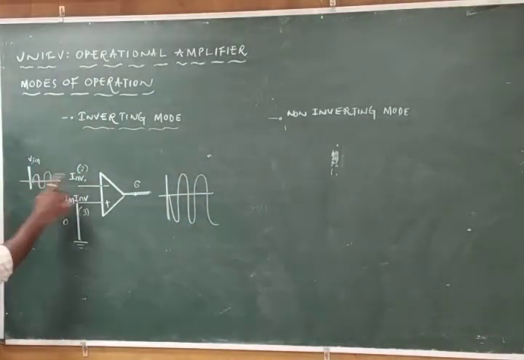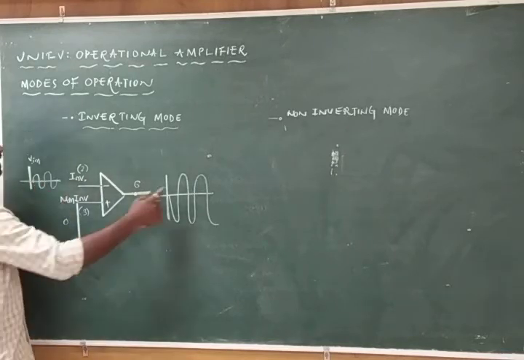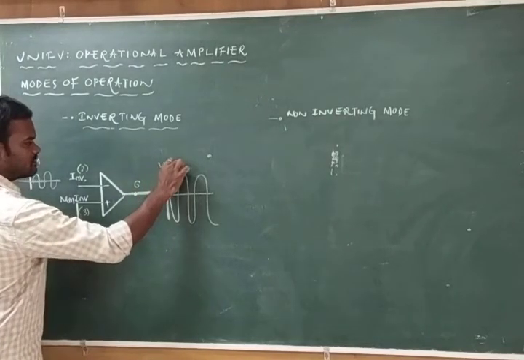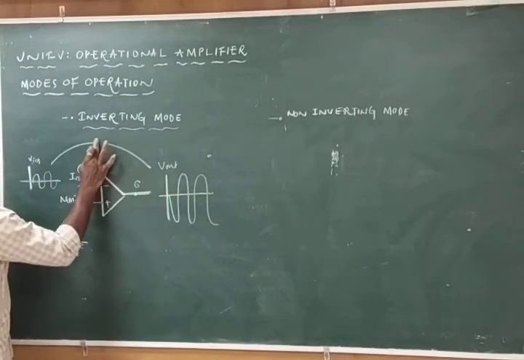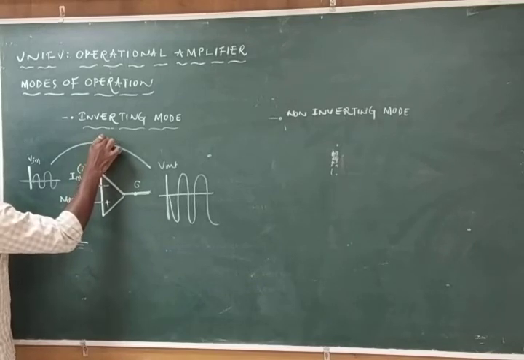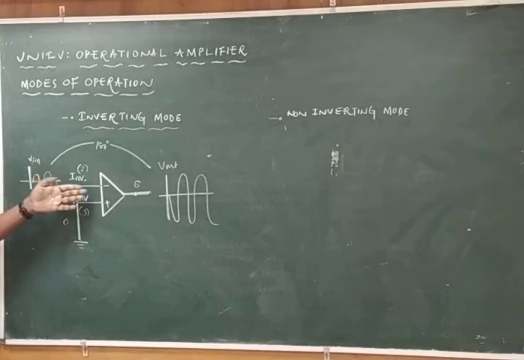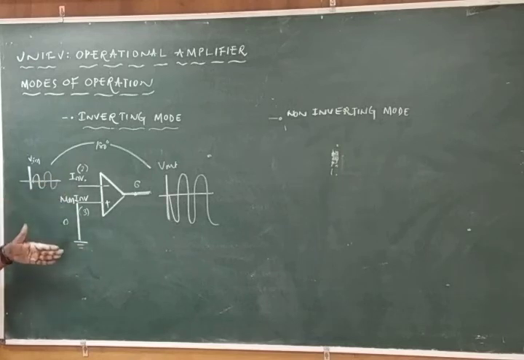During the positive half cycle it is amplified in the negative direction. During the negative half cycle it is amplified in the positive direction. This is Vin and this is Vout. The phase difference between these two will be 180 degrees, so it is named the inverting mode of operation. Here, we give the input to the inverting terminal, while the non-inverting terminal is made ground.